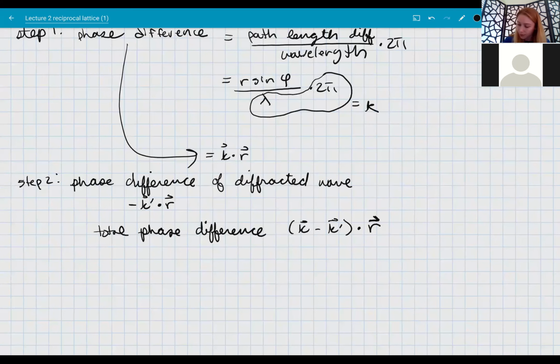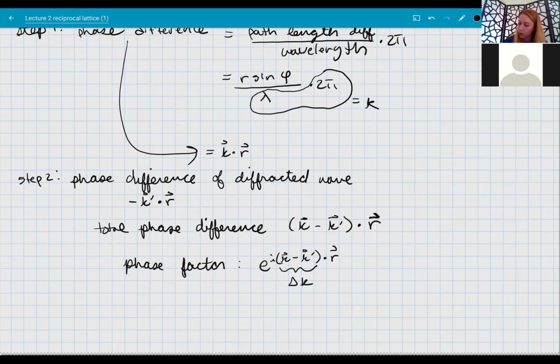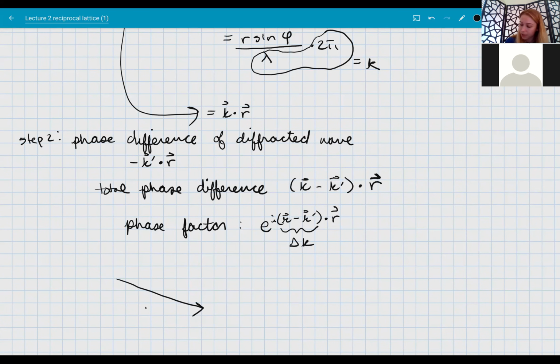There's a phase factor there that is equal to e to the i k minus k prime dotted with r. Okay, and we're going to define this difference in k as delta k. And let me just draw graphically. So we have some vector k, we have some other vector k prime, and then we have some difference between them, delta k.